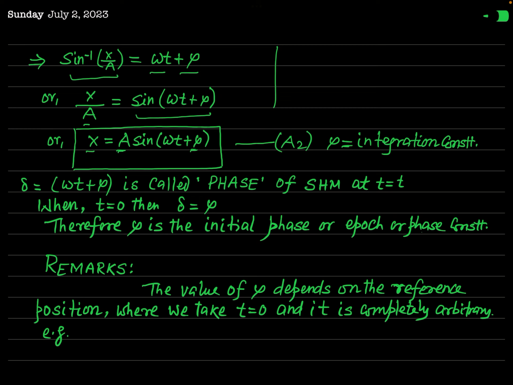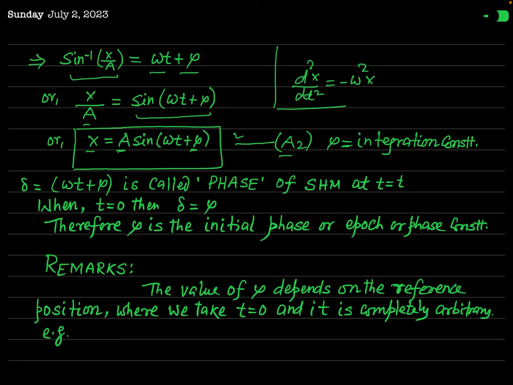If your aim is to prove that this is a valid solution, from this equation A2 you can find d²x/dt². You have only to differentiate this equation two times, and after differentiation you will get d²x/dt² equal to minus ω²x. I am not differentiating here, but you can do it. And this is actually the equation of SHM. As you know, the solution of any differential equation satisfies the differential equation. So you can check that it satisfies the equation of motion of simple harmonic motion. So this is a valid solution.